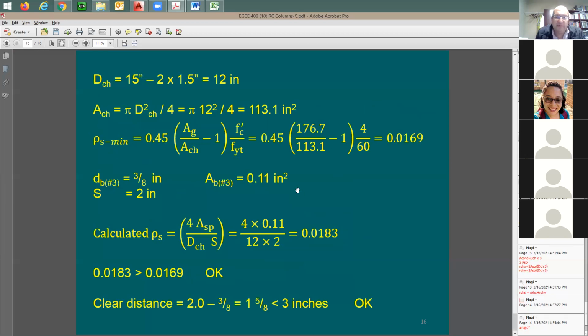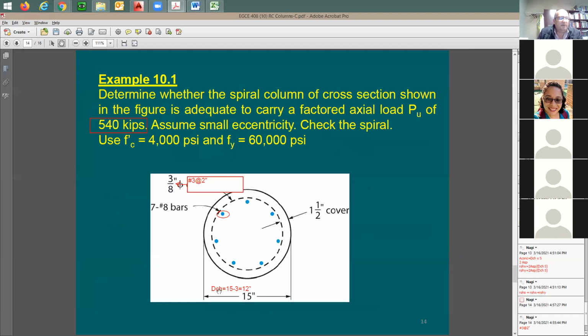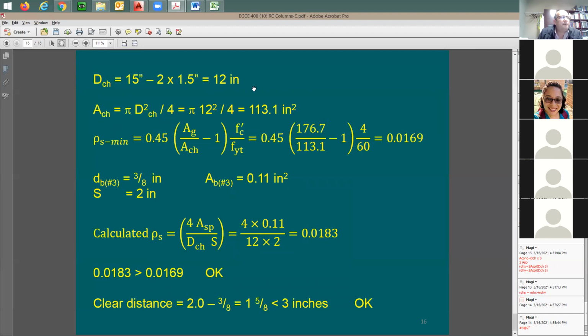Now the last one. How do you check the spiral? You say the spiral is going to be 12 inch for Dch. We have just done it here, right? Here's Dch, 1.5 inch from each side. Cross-section area of the core. You can find it based on this 12 inches. So it's going to be 113.1.